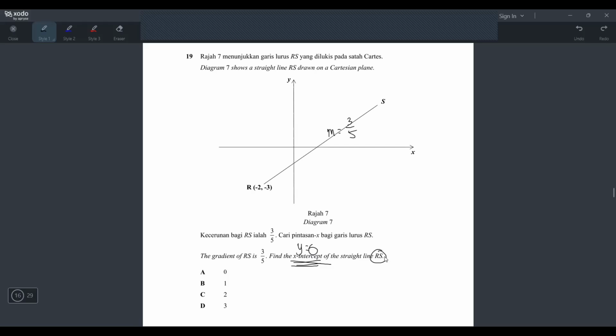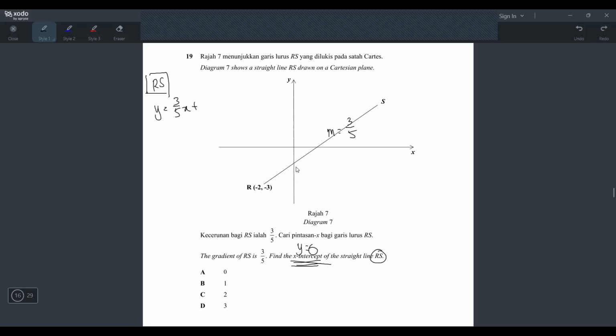But now the problem is I don't have the RS equation. So I have to find the RS equation now. How to find the RS equation? This is a gradient line. So you will do y equals mx plus c. But the m I already know, 3/5. Plus c. C, you can try to use your eyes to see where is the y-intercept.